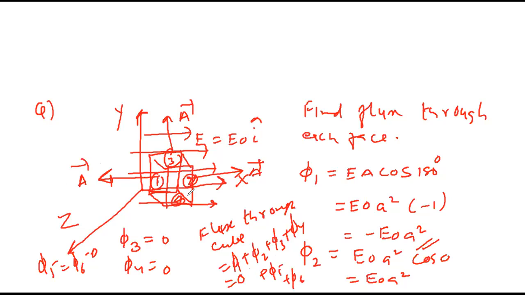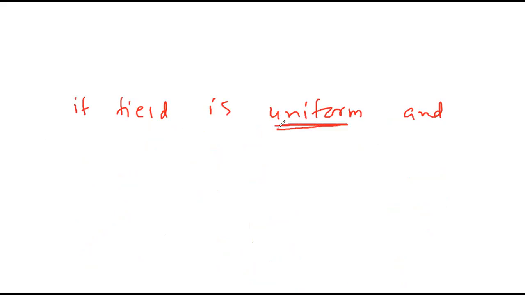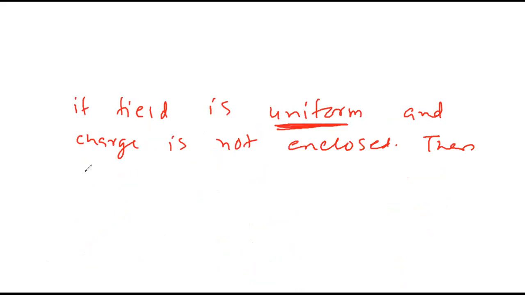Right now, thus, for a closed surface, if the field is uniform, and this is also very important, the field being uniform is very important, and the charge is not enclosed, then the total flux is always zero.